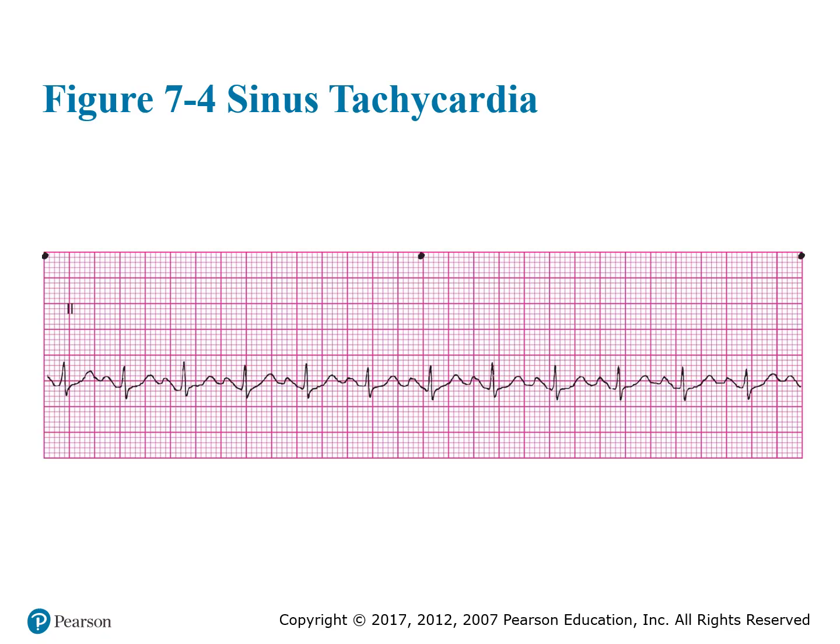So here is a rhythm. We've got 1, 2, 3, 4, 5, 6, 7, 8, 9, 10, 11, 12. I count 12 beats. So we've got a heart rate of 120.